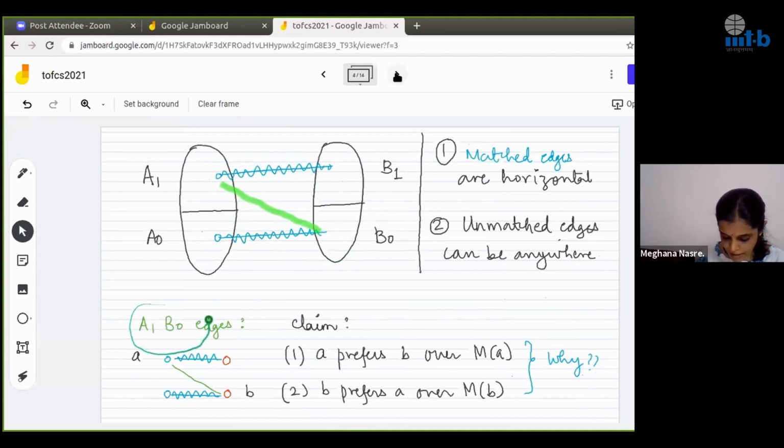Now my claim is that these edges are actually the edges where both the endpoints prefer their M partners, which I have called respectively MA and MB, because I have chosen this edge as AB. I want to say that they both prefer their M partners over each other. Now let's see why this happens. So let's look at this vertex A and ask, does it prefer its M partner over this B? So what has happened during the course of the algorithm?